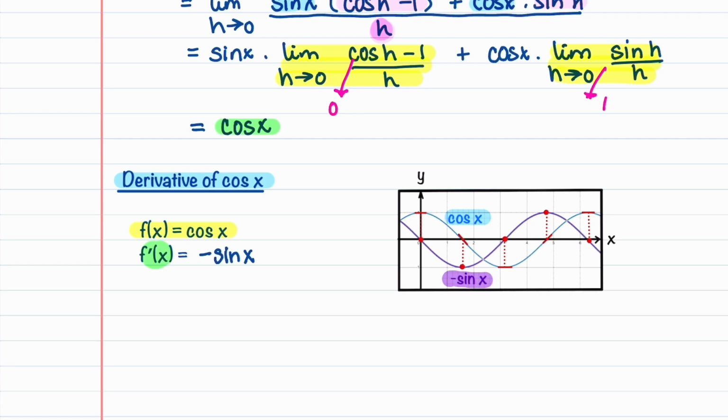When x is equal to 0, the slope of our cosine function is 0, and that's what minus sine x is equal to. When x is equal to pi over 2, the slope of our cosine function is negative 1, and that's the value of minus sine x. And that continues for the rest of the graph. And that's why the derivative of cosine x is minus sine x.